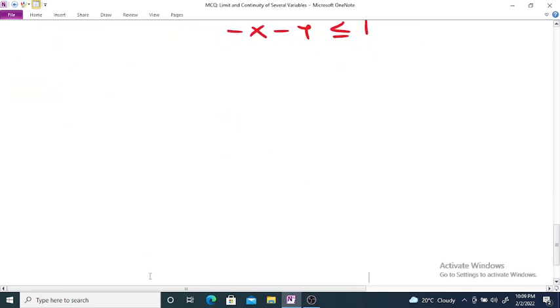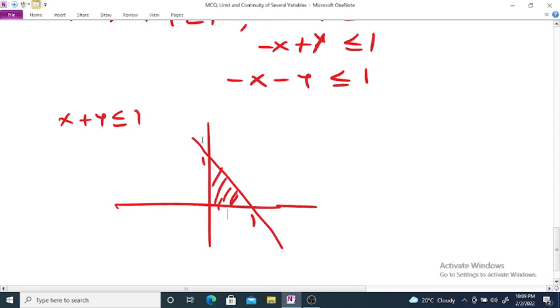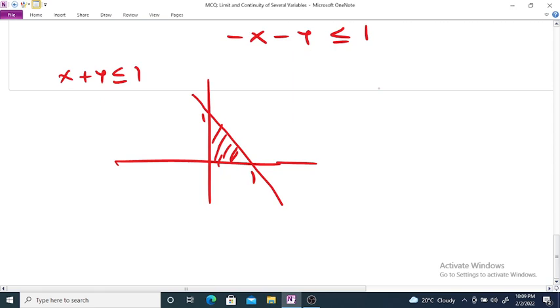So these are the 4 equations, and if we draw the geometrical representation, the first equation is x plus y less than or equal to 1. This is the equation of the line x plus y equal to 1, and all the points which are less than or equal to 1 are the points we want. Then next, x minus y less than or equal to 1.